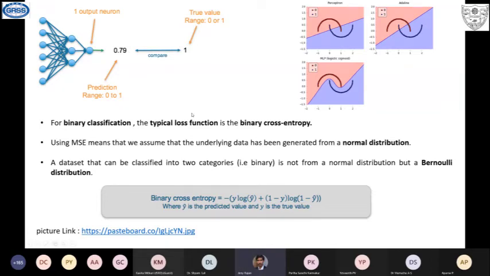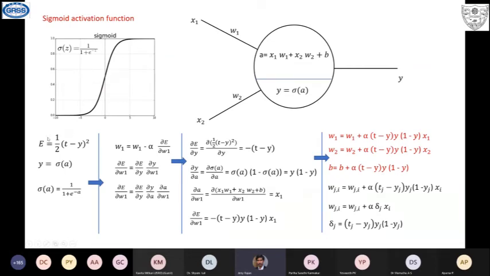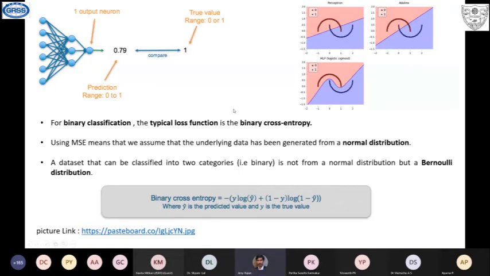However, if you look at this slide, the error function that we used is mean squared error, and the activation function is a sigmoid function. But the problem that we want to solve is a classification. The output will be 0 or 1. We have only two classes. So in that case, MSE is not a preferred loss function, because when we use MSE, we assume that the underlying data is generated from a normal distribution, but that is not the case here. We have to classify the data into two classes, right? The data can be approximated with the Bernoulli distribution.